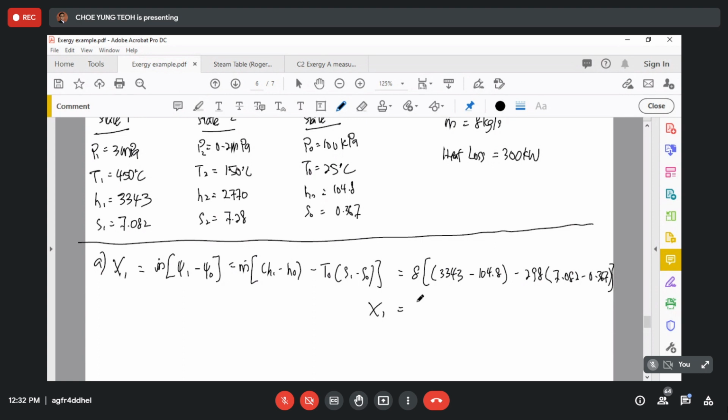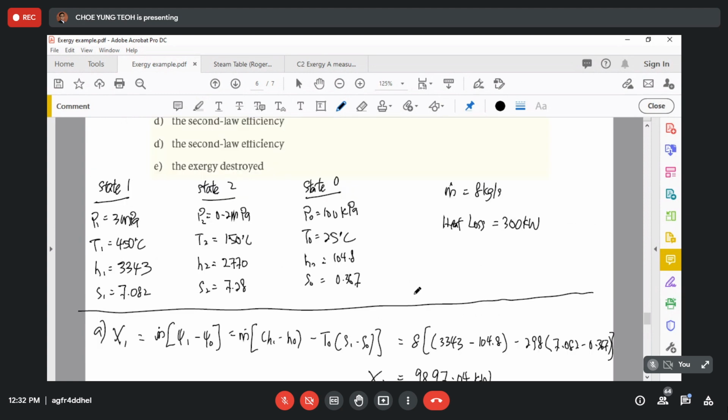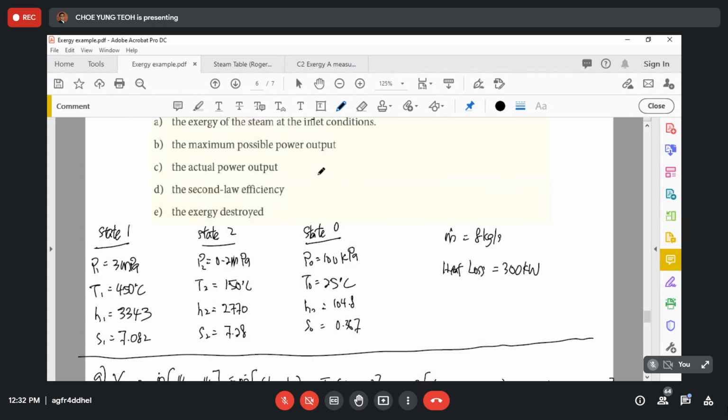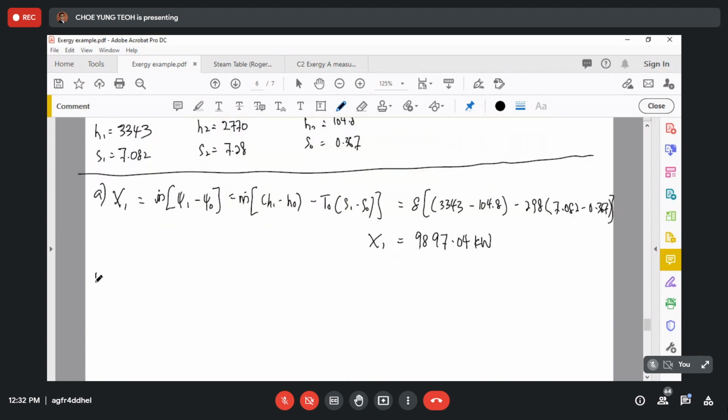So the exergy of the steam at the inlet is 9,998.97.04 kilowatt. And second part, the maximum possible power output. The maximum possible output should be different from x1 because you have to consider the final stage. Okay, x1 is just the potential. You don't need to consider the final stage. But this one, you have to consider the final stage. It means that you need to find x1 minus x2.